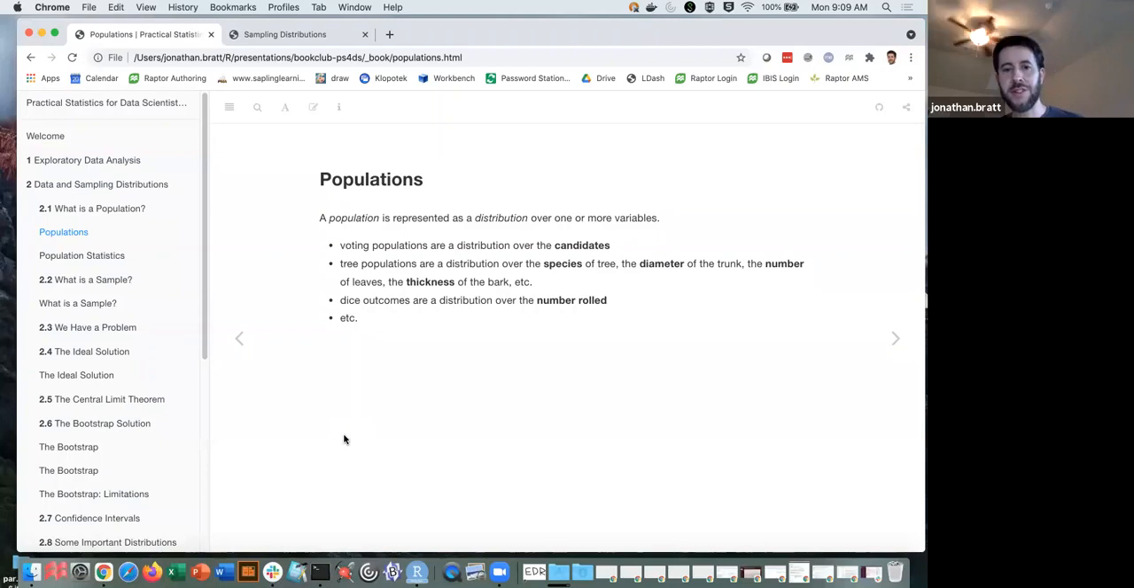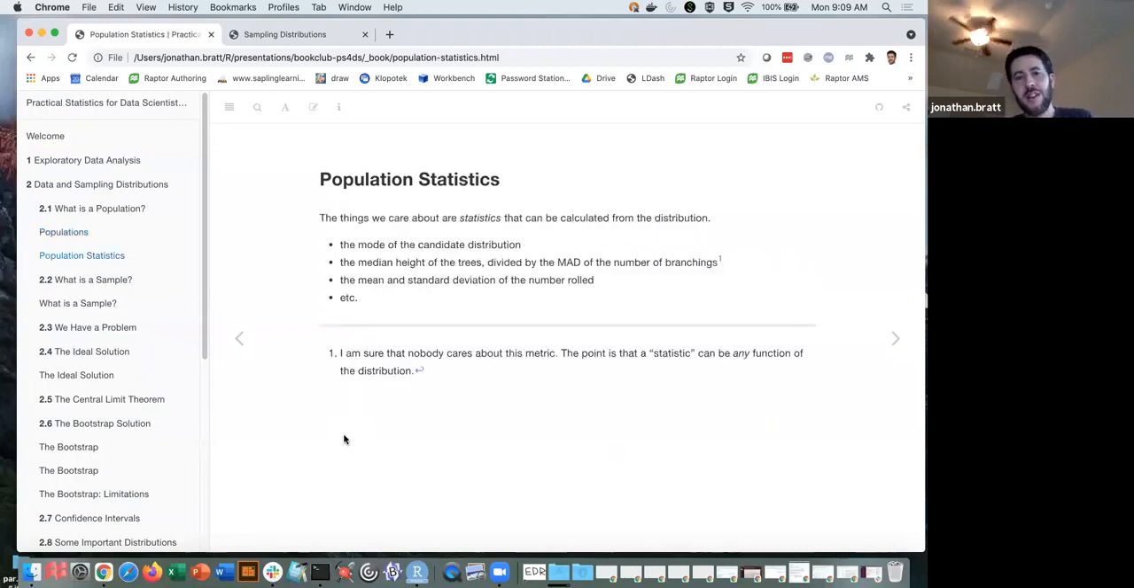The population of dice outcomes is just a distribution over the number rolled. So if I roll a pair of standard 6-sided dice, then that population represents this distribution between 2 and 12. Now, I said a population is something that we care about, and it's generally that we care about something that we could calculate for that population. And that thing we could calculate is called a statistic.